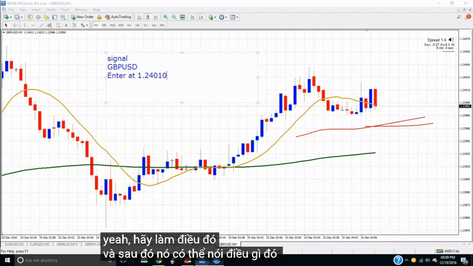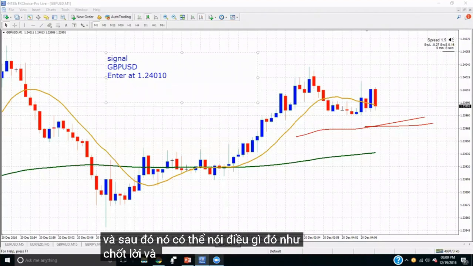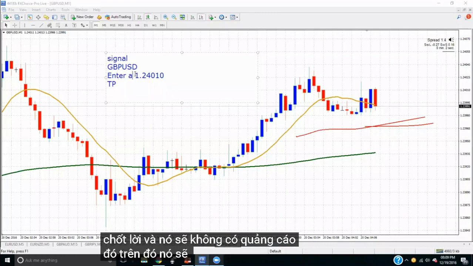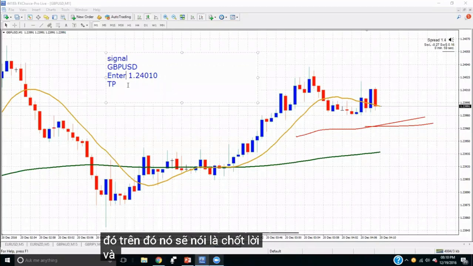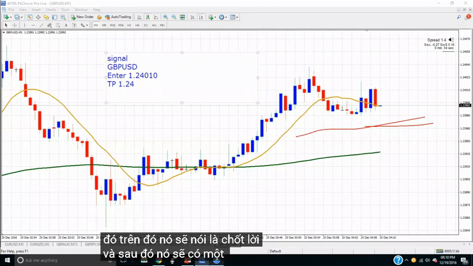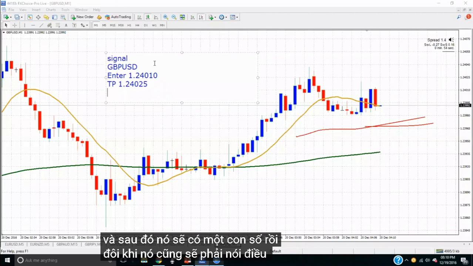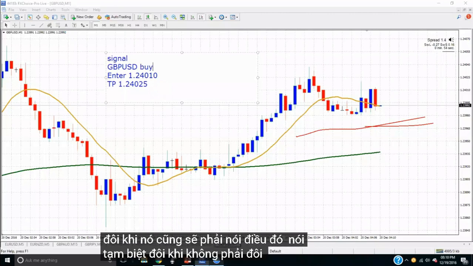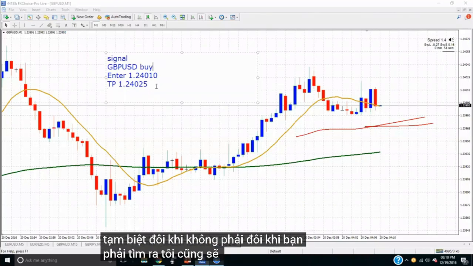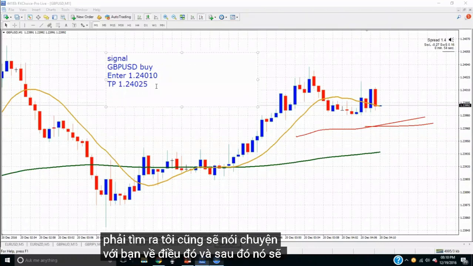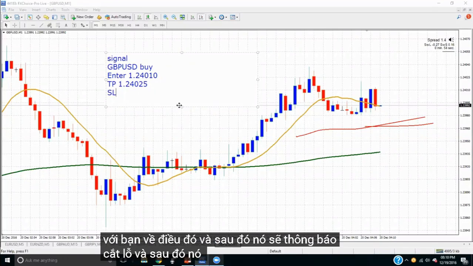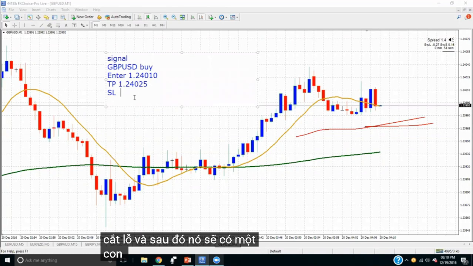And then it might say something like take profit, and it won't have that ad on there. It'll say take profit, and then it'll have a number. Sometimes it says buy, sometimes it doesn't. Sometimes you have to figure it out. I'm going to talk to you about that too. And then it'll say stop loss, and then it's going to have a number.